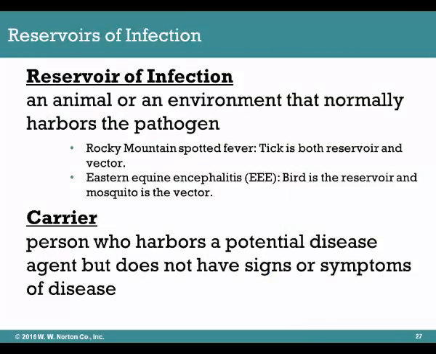So reservoirs of infection, we've already touched upon. They can be an animal or an environment. In the case of the bacteria that causes Rocky Mountain spotted fever or Lyme disease, ticks are the ones that are both the reservoir and the means of transmission, the vector. And a person who is infected but doesn't have the signs and symptoms of a disease can be a carrier, and I mentioned that before.